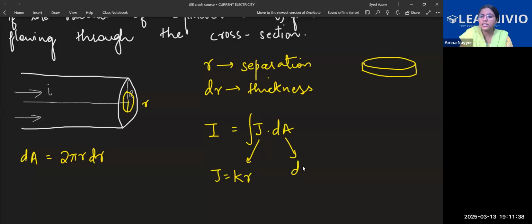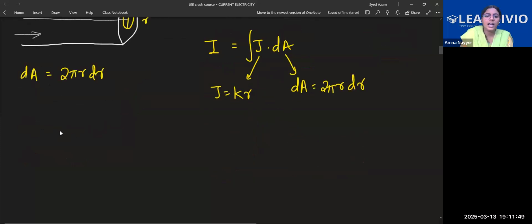See, what is this dA? This is 2 pi small r dr. Now this is just integration. See, what will be the current? I is equal to, let's put the value, kr. Instead of dA, I'll write 2 pi r dr.